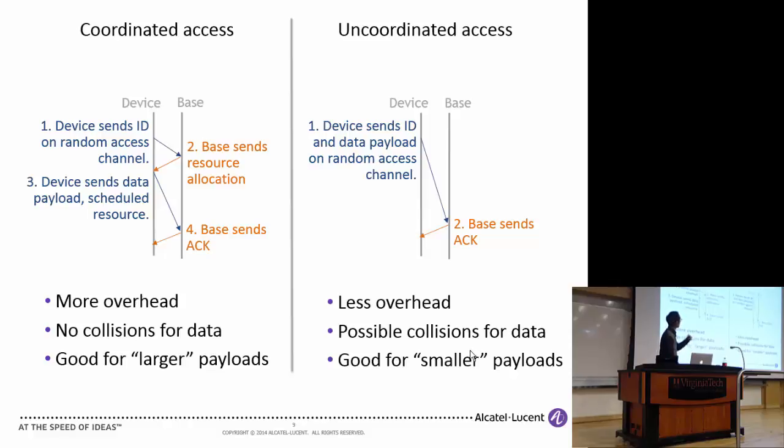Okay, and so that's what happens here. In the uncoordinated access, the device wants to send data, it just sends its ID and the data payload in a random access channel, and then the base just sends an acknowledgement. And so there's less overhead, but it's good for smaller payloads because you don't have that overhead.